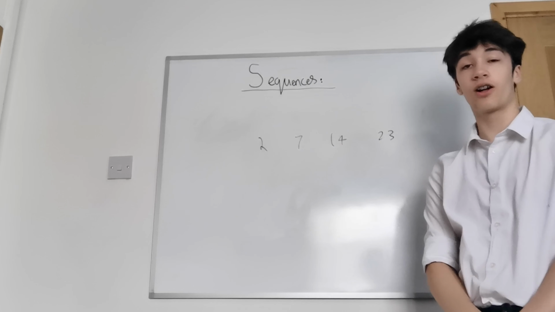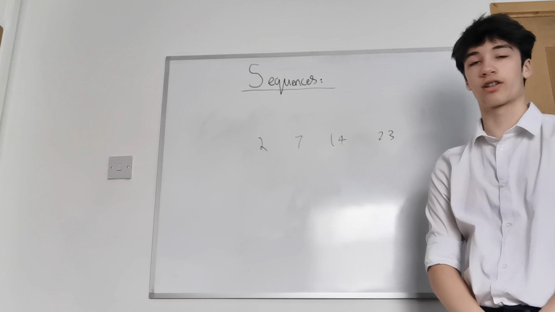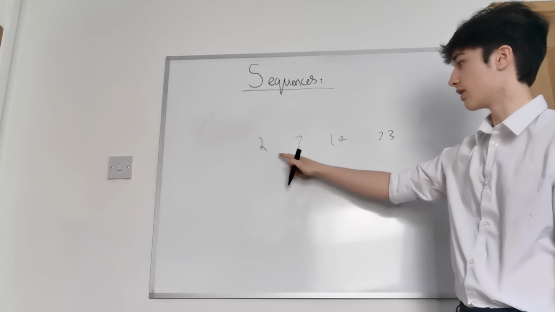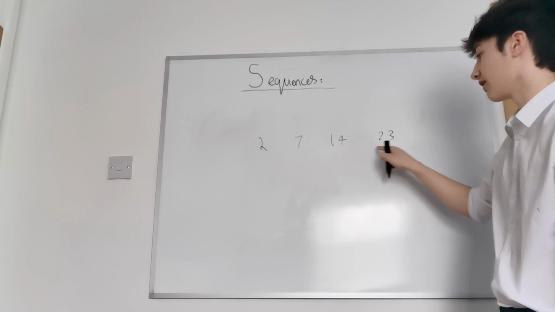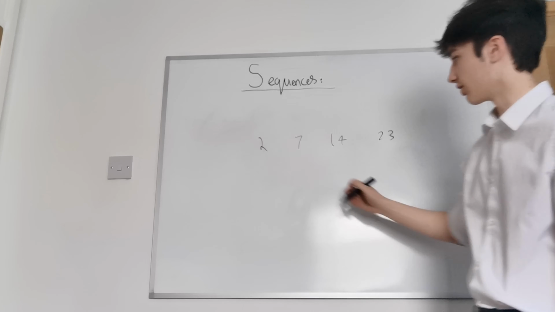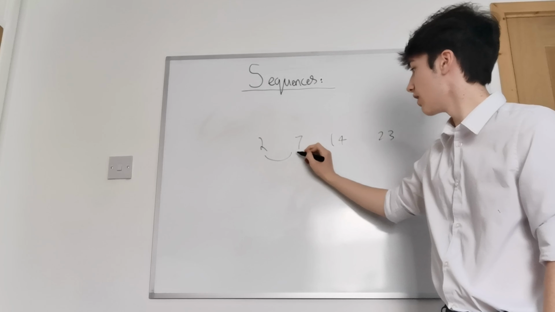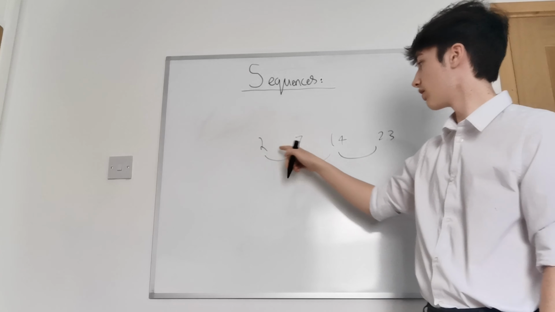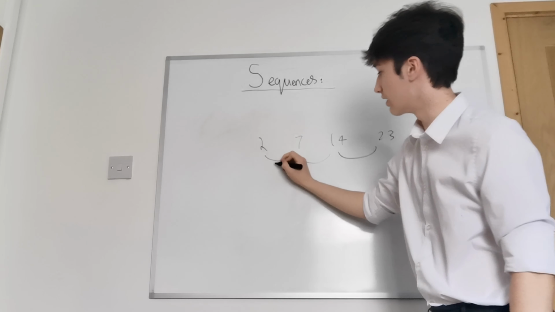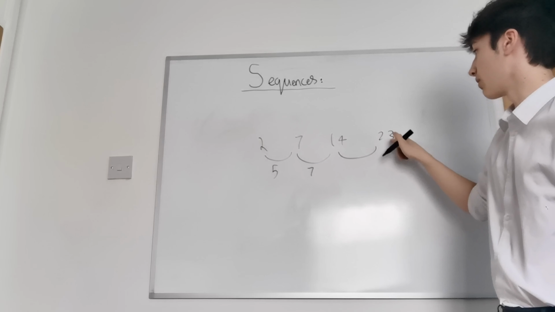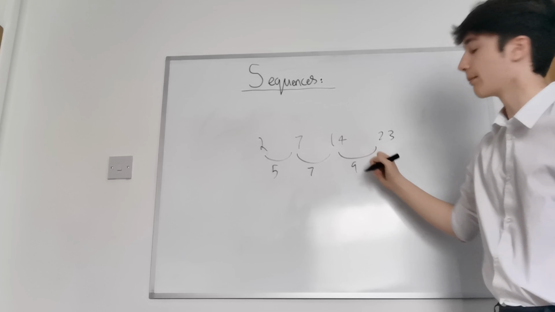And finally, we're going to go through quadratic sequences. So I'm going to start with an example. We have the sequence 2, 7, 14 and 23. We're going to go at it like a linear sequence by finding the common difference. So 7 minus 2 is 5, 14 minus 7 is 7, and 23 minus 14 is 9.